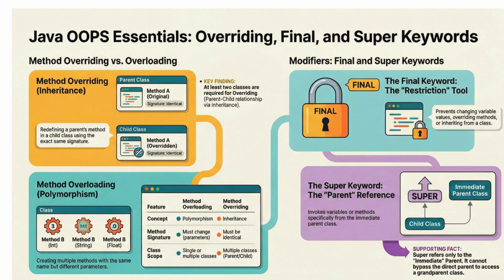So to summarize, final gives us a way to enforce immutability and control at different levels. Variable values, method implementations, and even class inheritance. It's a good summary. Okay, we've covered overriding, overloading, and final. The last piece of the puzzle is the super keyword. What does that bring to the table?